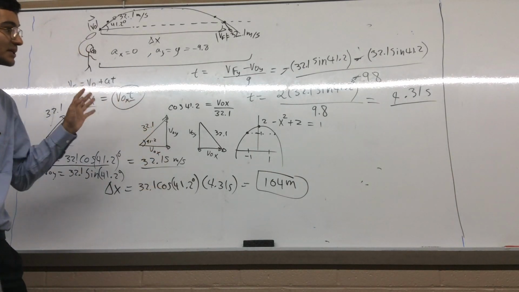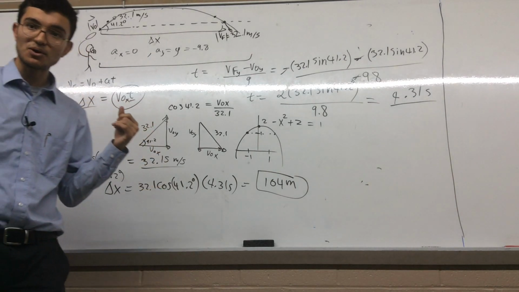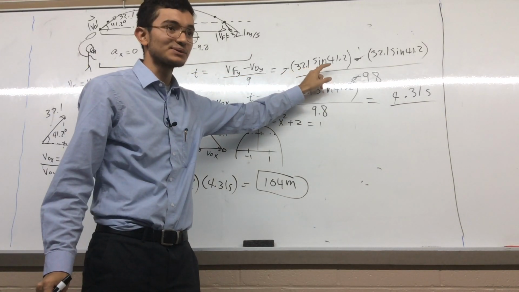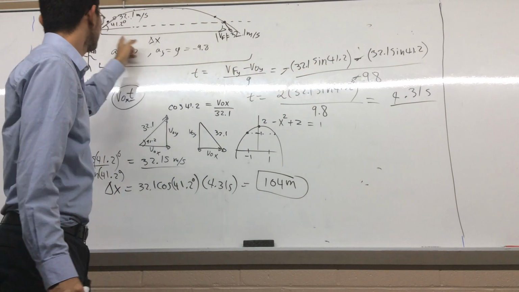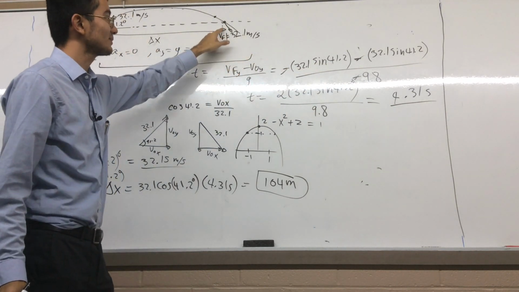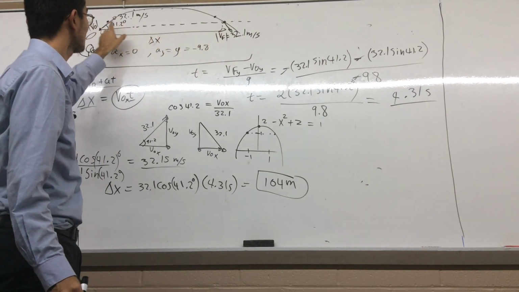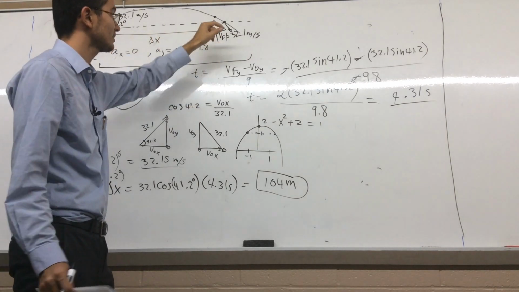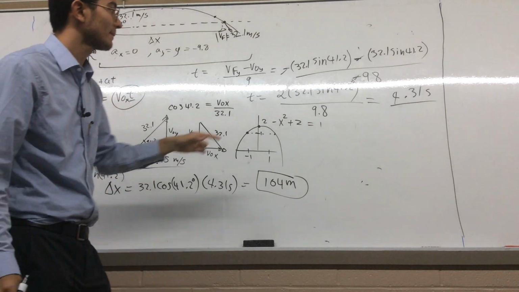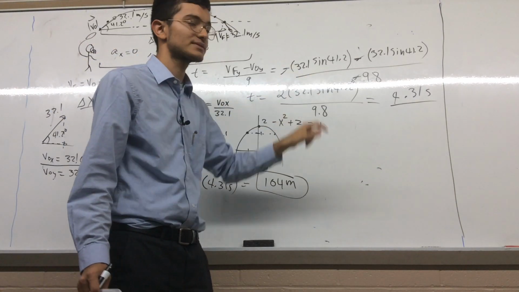This one was a little tricky. I actually got it wrong the first time I tried it, because I forgot to multiply this by 2. I said the initial velocity equals the final velocity, but I forgot that the y component changes direction. So here it is negative, here it is positive. That's why, and at the end, the negatives cancel out.